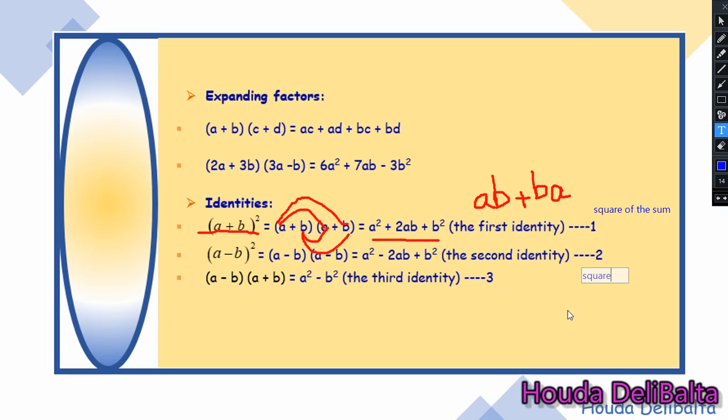So it's the square of the difference. Okay? And finally, here is the last one, the third identity.